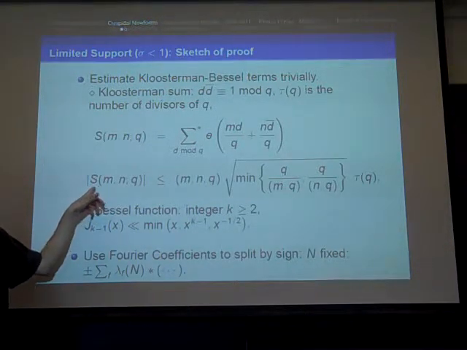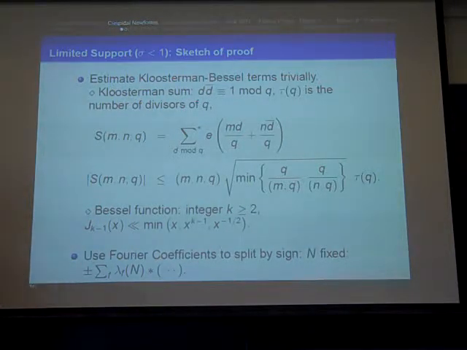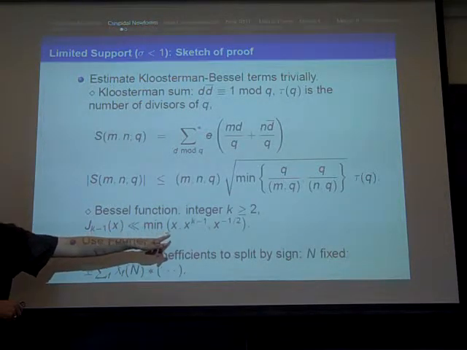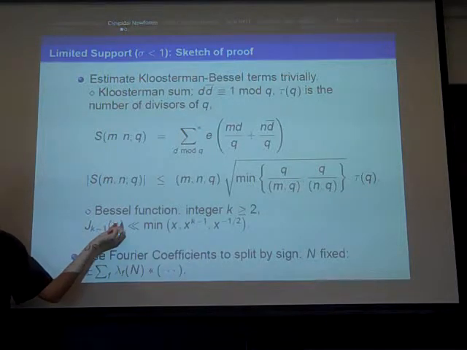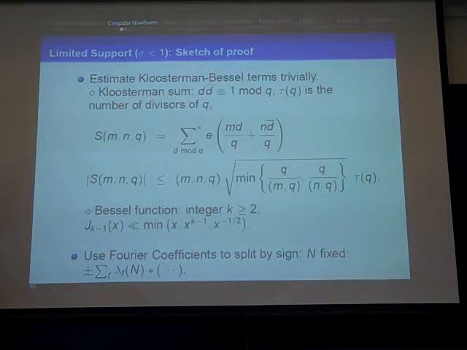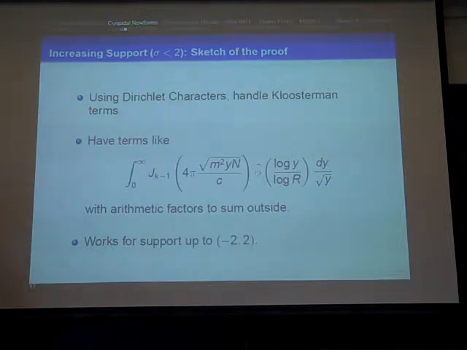We have bounds for the size of the Kloosterman sums. Essentially, the Kloosterman sums are going to be bounded by the square root of the modulus. And now we have bounds for the Bessel function. As long as my primes aren't too large, these arguments won't be too large, so the Bessel function won't be too large. Then we can use the Fourier coefficients to split by sign and just trivially estimate things. So if the support is small, it's not so bad. Okay, if the support is greater than 2, it becomes a little bit harder.